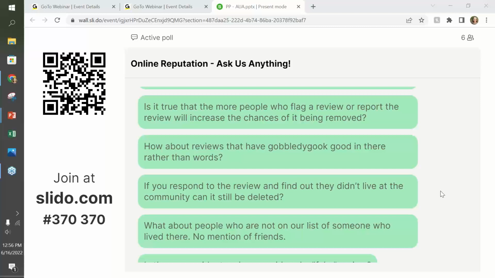So, a couple of questions. Is it true that the more people who flag or report a review, the more it increases the chances of it being removed? Not necessarily removed, because in order to get a review removed, it has to violate the terms and conditions of the review platform. But if you downvote a review, depending on the platform, it might be placed in a different location, like additional reviews or not recommended reviews, where people would have to go to another part of your review page to look at those.